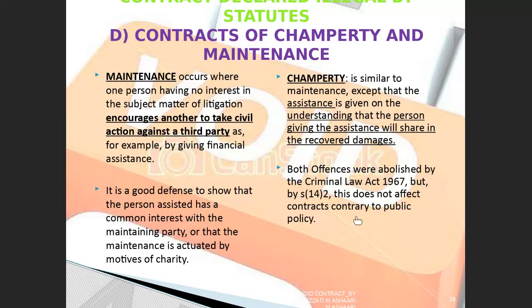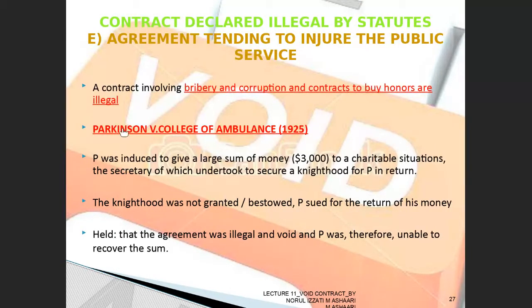But both offences were abolished by the criminal law, so this one does not affect the contract as being contrary to public policy, except if you are able to show that this activity is unlawful. Okay, next one, agreements tending to injure the public service. This one involves bribery and corruption. Contracts to buy harness, they are illegal. This is an example between Parkinson versus College of Ambulance. P was induced to give a large sum of money.